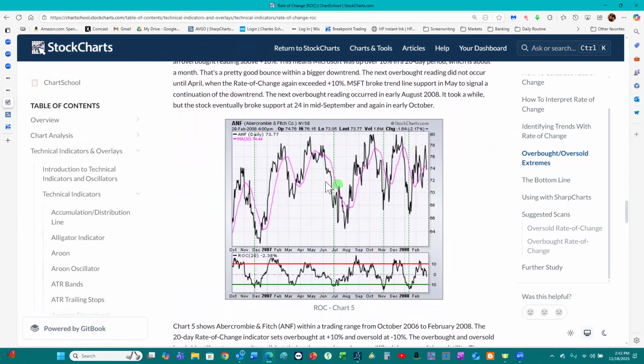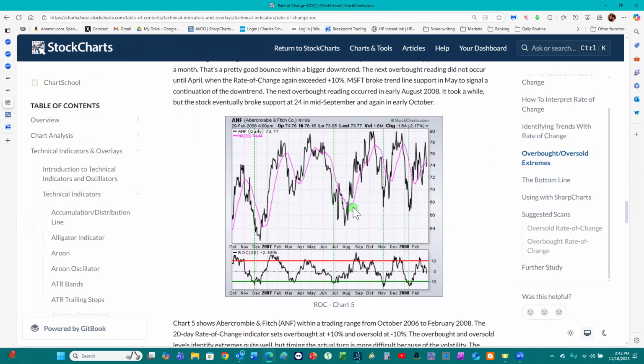Abercrombie right here actually includes a 20-day moving average. So you can use the rate of change in conjunction with the 20-day moving average. I like to buy when the price crosses the 20. 21 actually is what I use, but it'll be pretty close to the 20.